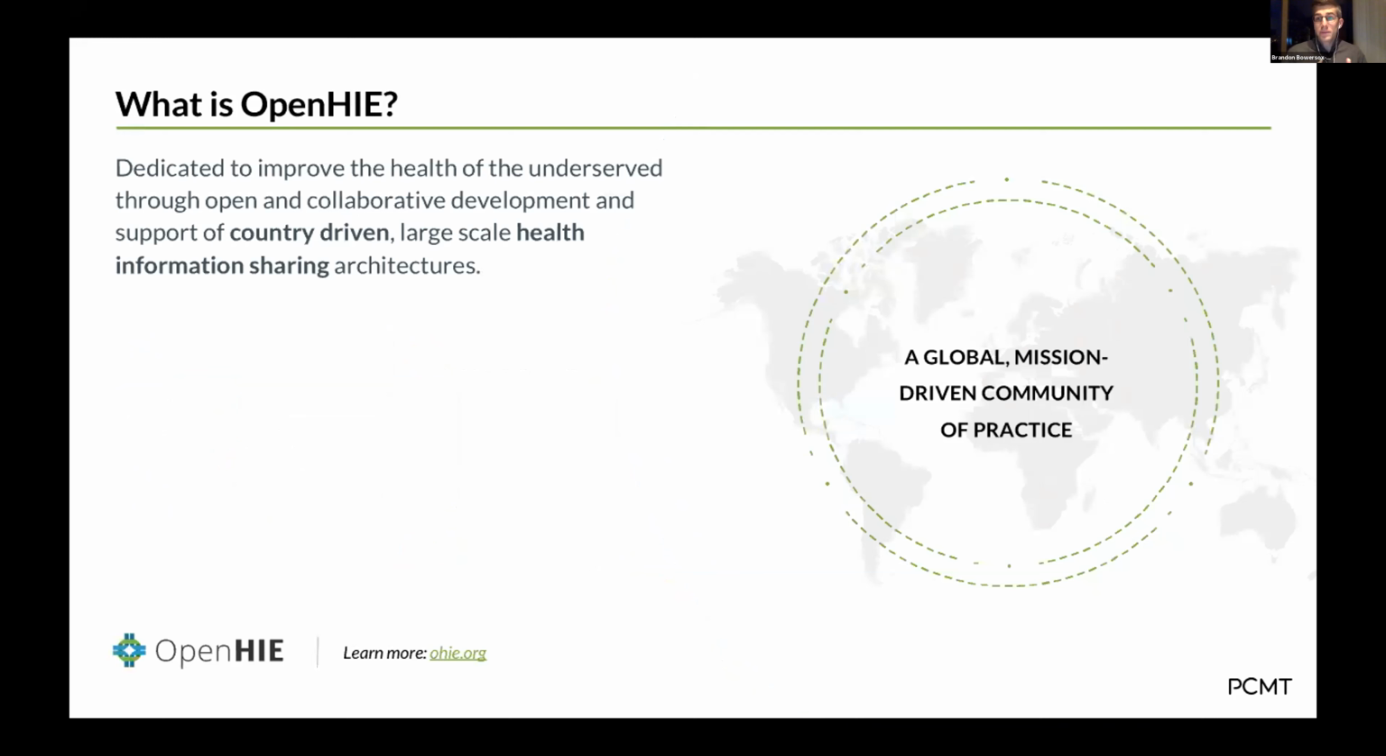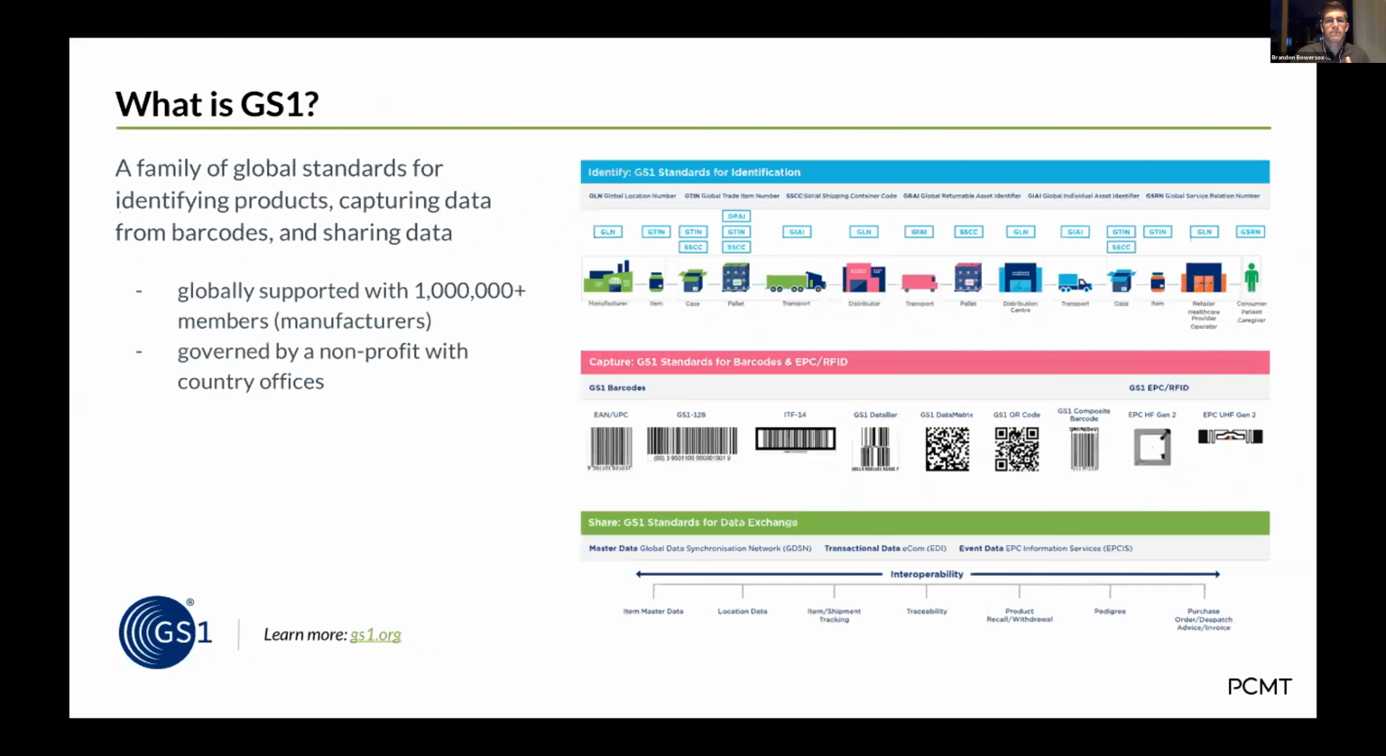There are a couple of acronyms we're going to use that I wanted to mention today. One of them is OpenHIE. Hopefully people have heard of OpenHIE, and if you haven't, I encourage you to check it out. They have an annual conference coming up this October. It is a global community of practice around how interoperability works in health, supporting their phrase here, country-driven, large-scale health information sharing architectures. And so the OpenHIE community talks a lot about how things interoperate.